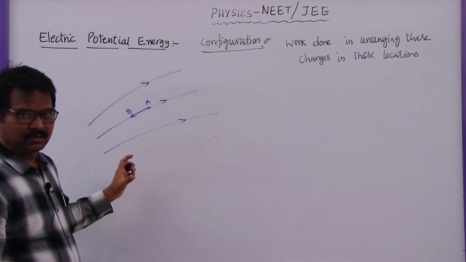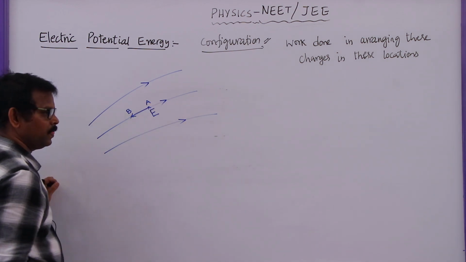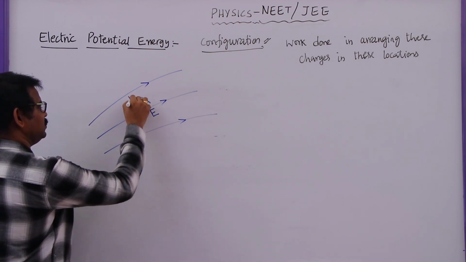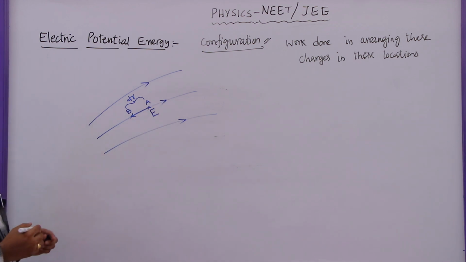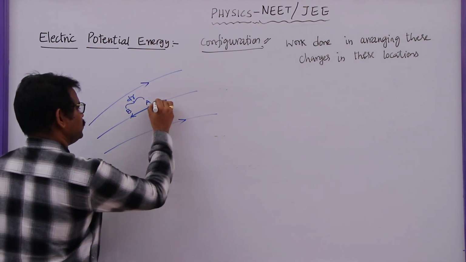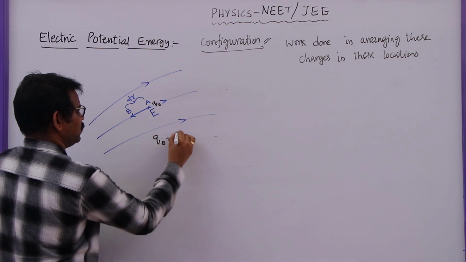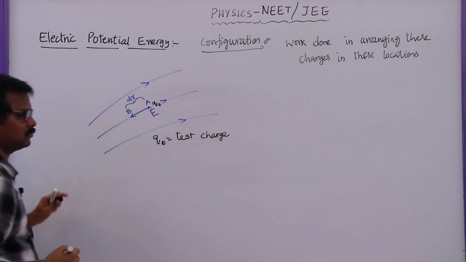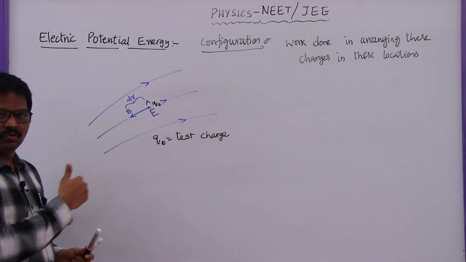In this case, the electric field at this point is, let us say, E. And the distance to be travelled from A to B, let us say this is dr. Let the charge that is moving from A to B be Q. So if I want to move a charge, let us say a test charge, here Q0 is the test charge, from A to B, I need to do some work.